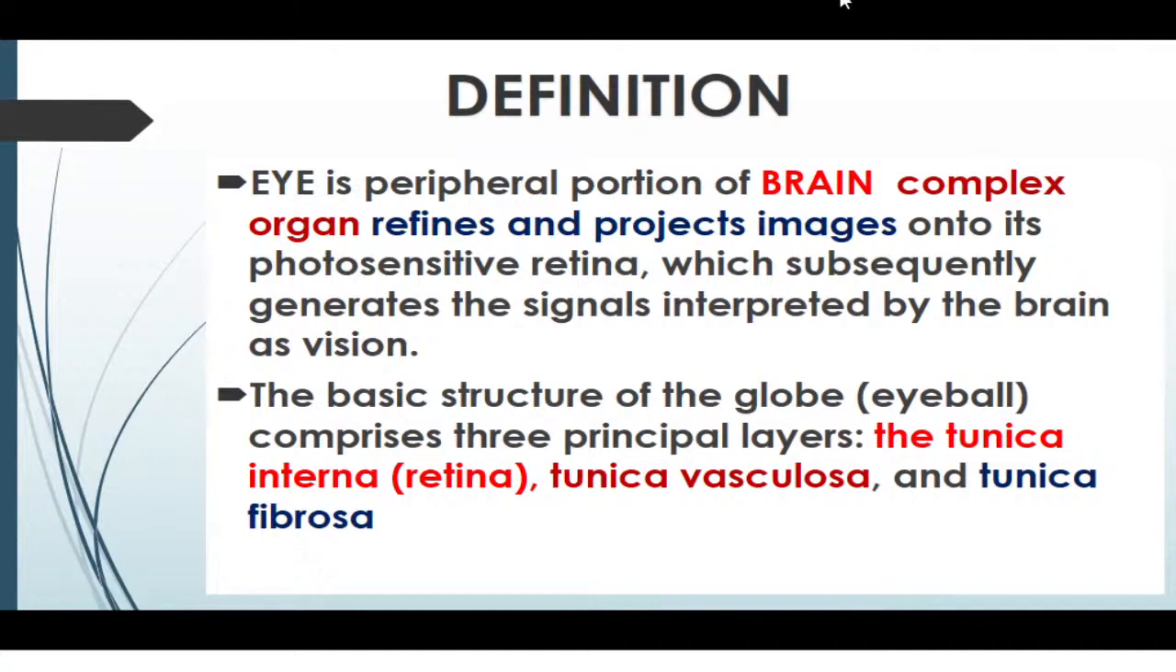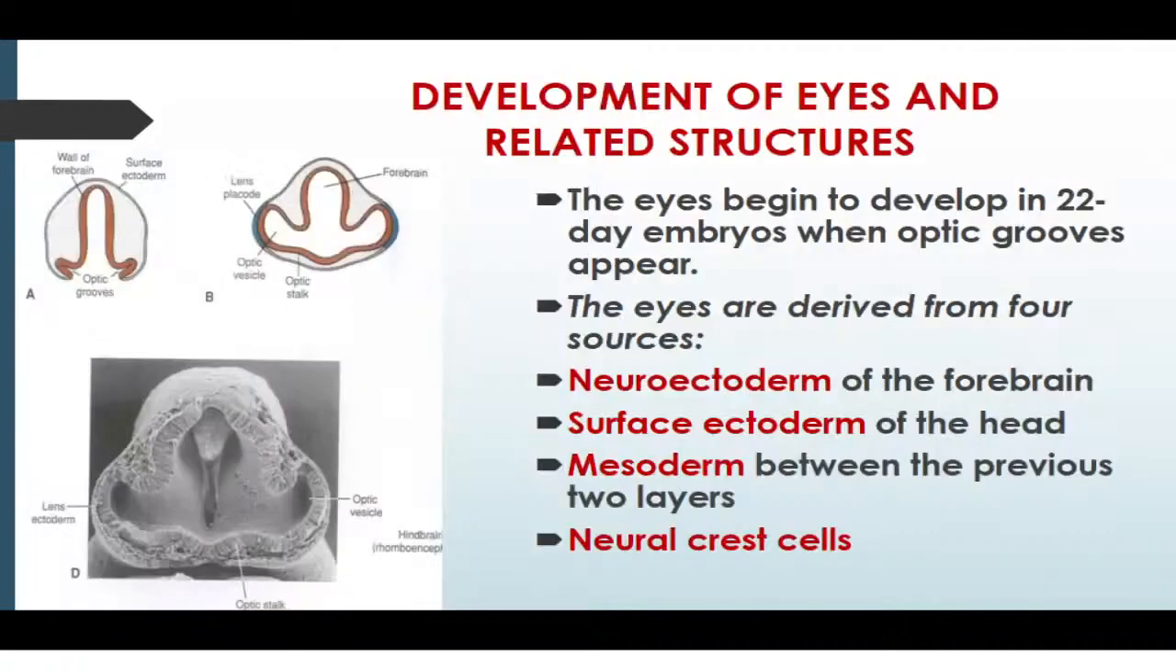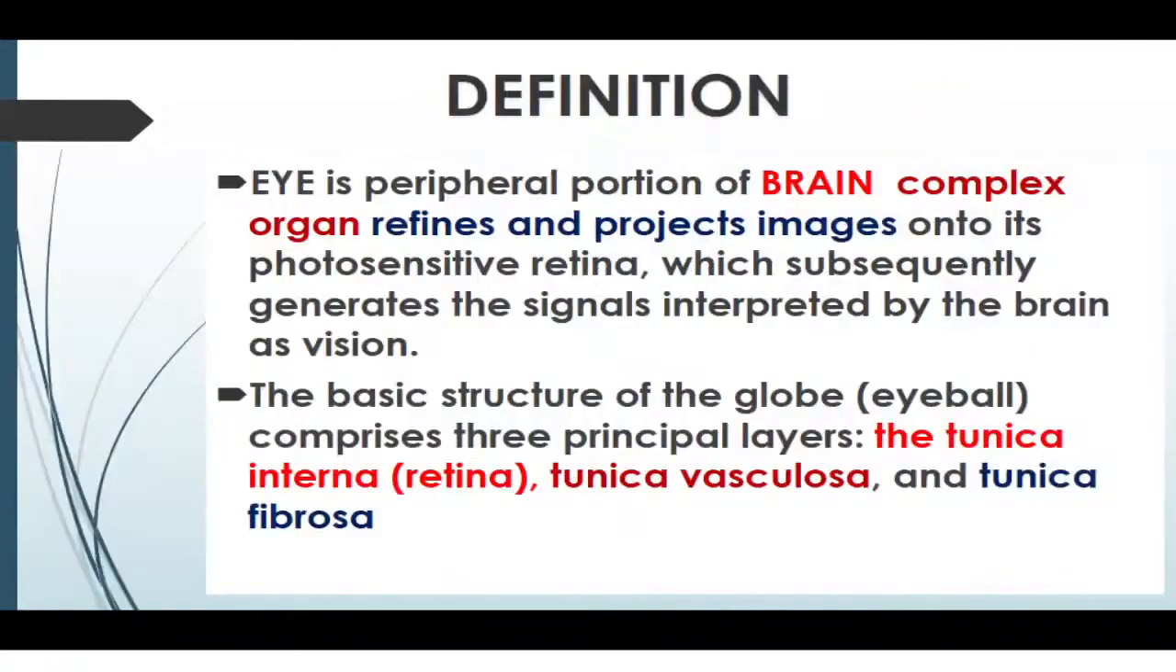The basic structure of the eye is a globe, the eyeball, comprised of three tunics. Tunica interna, the retina, is a photoreceptorial layer which contains 10 layers of neuronal networks. Tunica vasculosa contains the vessels of the eye. And tunica fibrosa, the sclera, is the outermost layer of the eyeball.